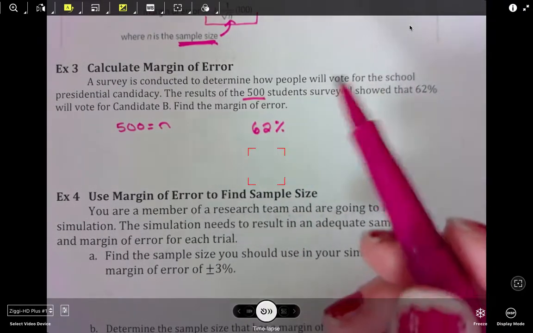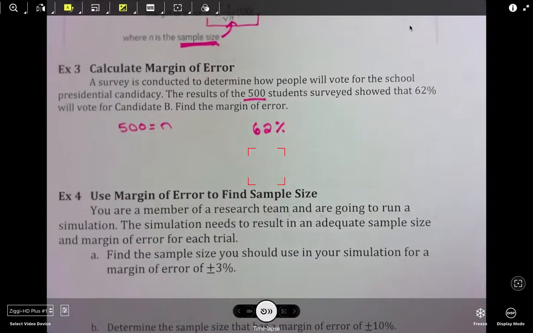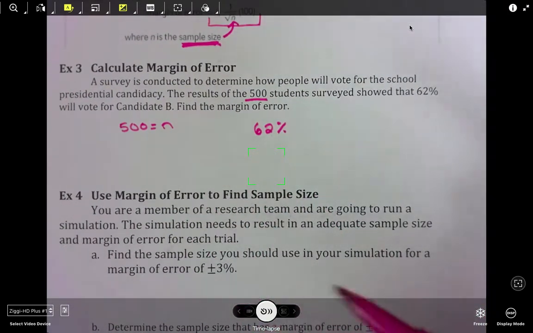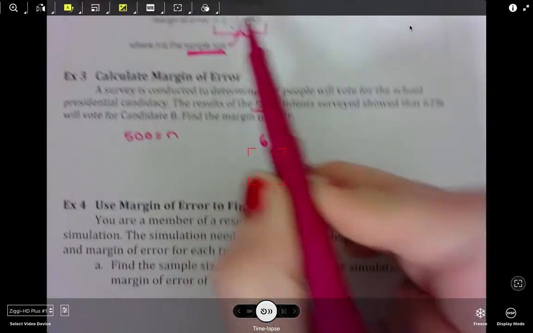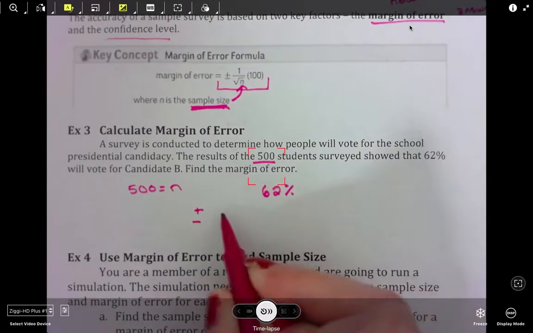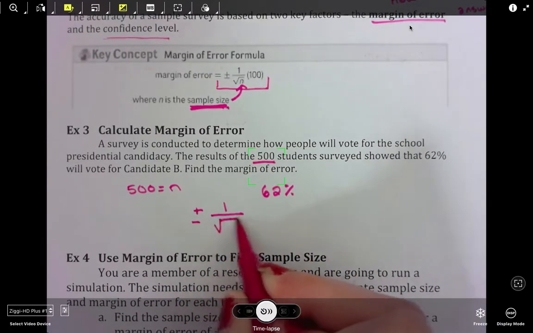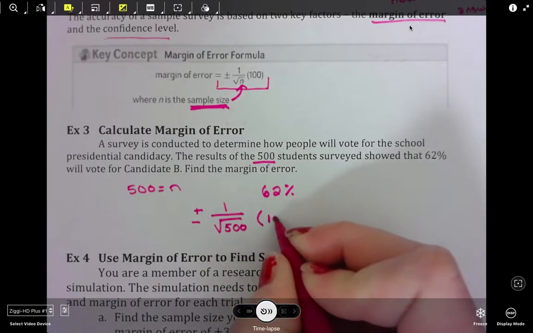62% was just based upon a sample, but if I'm talking about the entire population voting, will 62% of the entire population actually vote for candidate B? Probably not, but it might be close to 62%. Okay, so we need to figure out how far off that number is. So our margin of error is plus and minus 1 over the square root of n is 500, and we're going to multiply that by 100.